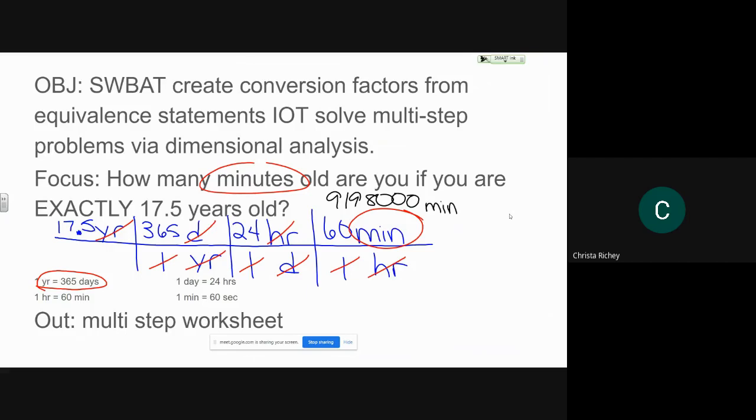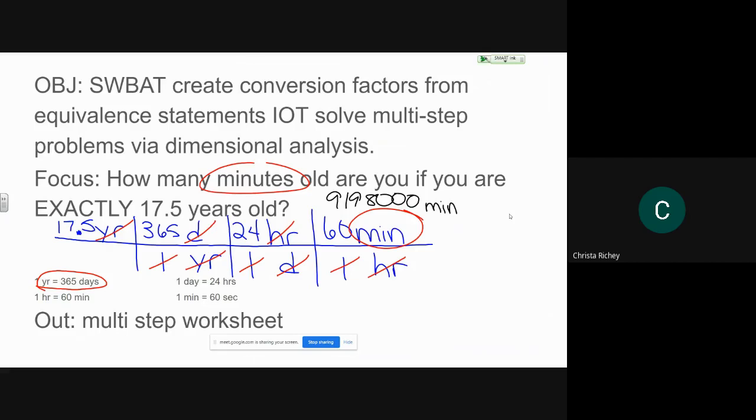Do the sig figs match? How many sig figs are in what you're starting with? 3. So how many should be in your answer? No, same number, 3. 919, is the 8 going to round that up? Yes. Which is going to round that up, right?